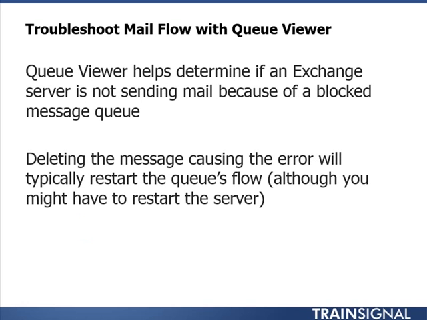Now, another tool that is very helpful when it comes to determining problems with mail flow is a tool called the Queue Viewer. Queue Viewer helps determine if an Exchange server is not sending mail because of a blocked message queue. So you typically open this tool, you look to see what's causing the problem, you find the message that's blocking things, and then you delete that message. Usually deleting the message causing the error will restart the queue's flow, although sometimes you might have to restart the server, or at least the services.